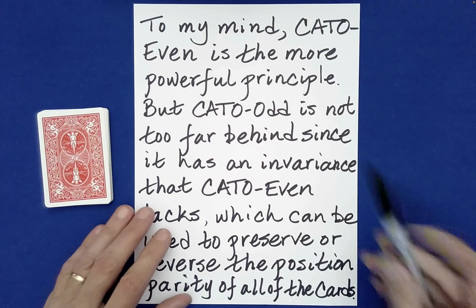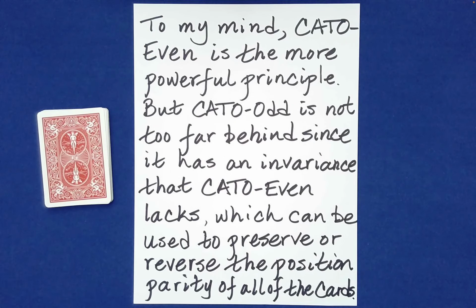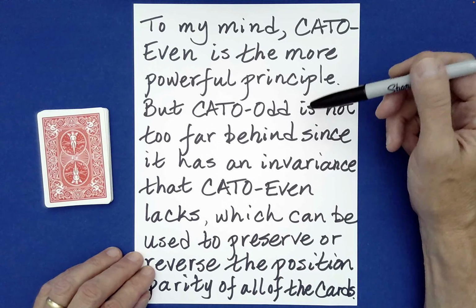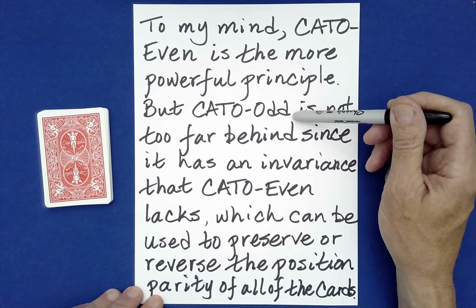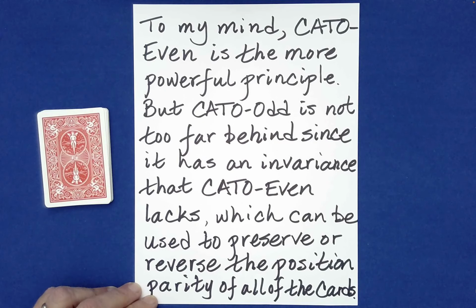Now, I'll be honest that to my mind, the CATO-Even, which is the traditional Hummer shuffle and principle, is the more powerful principle. But the one that I'm showing you, CATO-Odd, I don't think is too far behind, since it has an invariance that the CATO-Even principle lacks, since this CATO-Odd actually preserves or reverses the position parity of all of the cards. Now, that does not happen with the traditional Hummer shuffle.